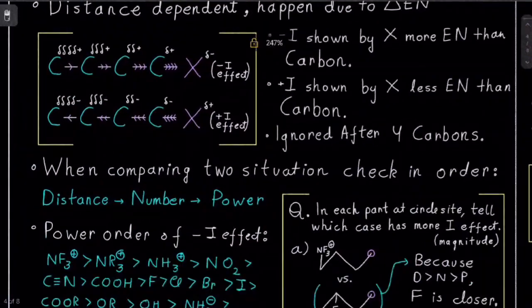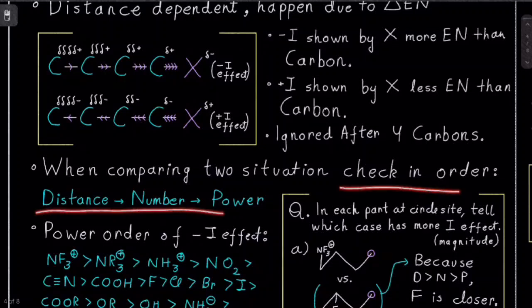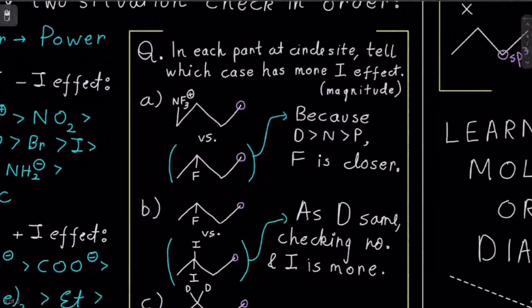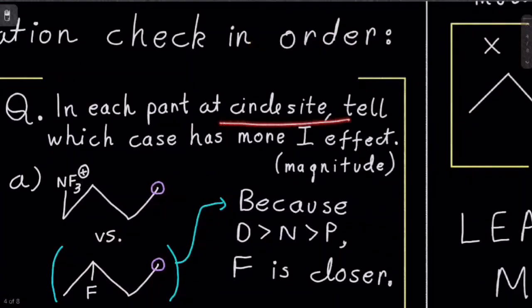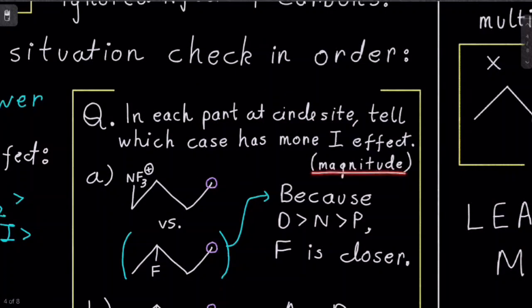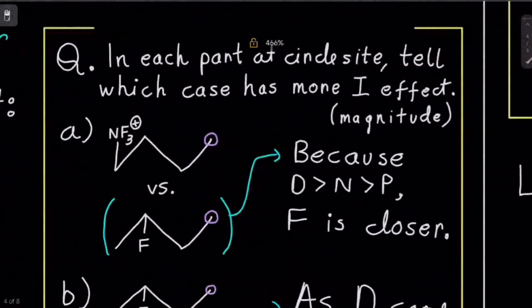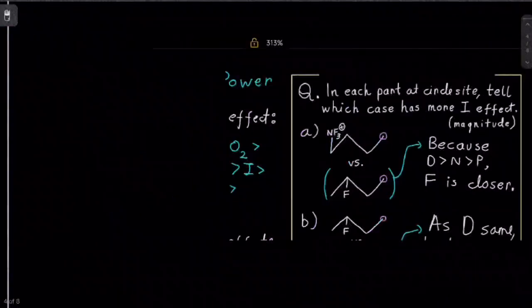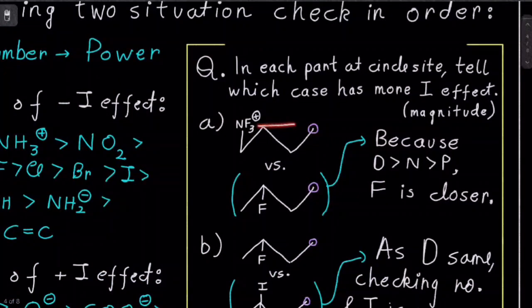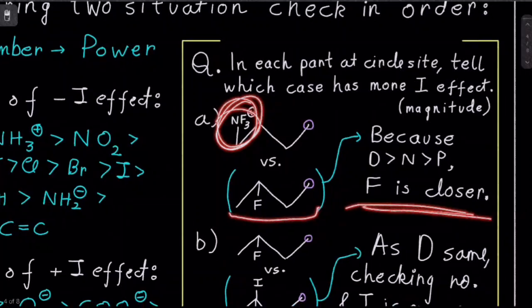Now, when we compare two situations, we have to check in order of distance, number, and power. What do I mean? For example, if I show you two situations and ask in each part of the circle site which case has more I effect, only talking about the magnitude, we have to compare which part is giving more inductive effect. First we see distance. Are both the groups at equal distance? No, they are not. Since this is further away, this will always have greater inductive effect.